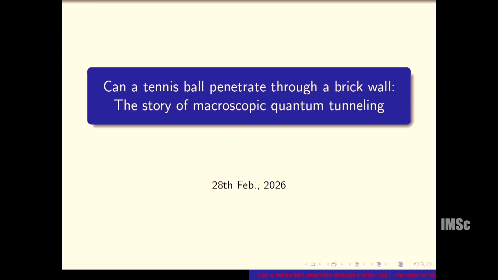So he is going to talk about: can a tennis ball penetrate through a brick wall? The story of macroscopic quantum tunneling. So we have all heard about microscopic quantum tunneling, and he's going to talk about macroscopic.